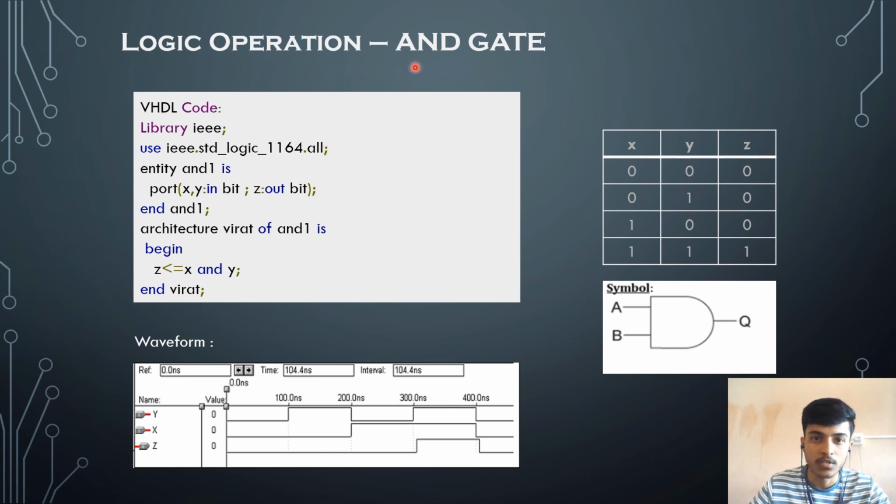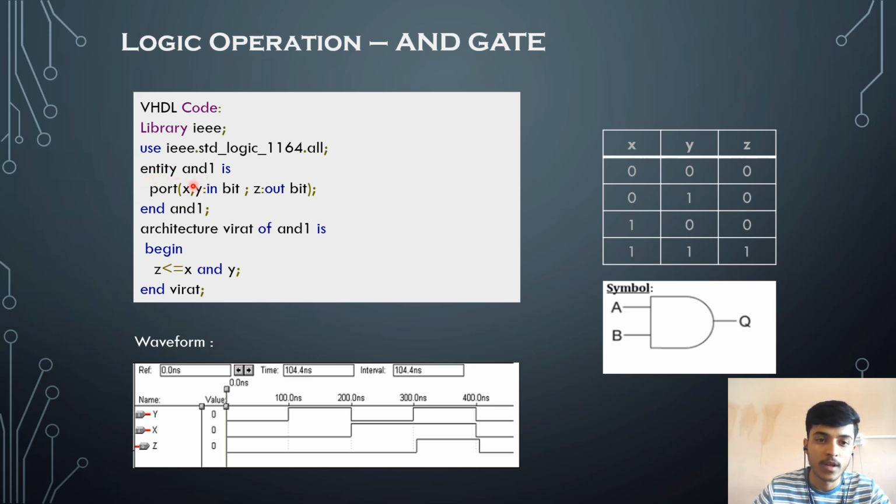I have a logic operation, that is the basic gate known as the AND gate, in VHDL code. We can see that library IEEE is called. This IEEE library contains all the modules which are required for the execution of the code, whether behavior or structure. So using IEEE, I am using the logic dot all, which means whichever keywords I use, I want to implement all those modules through this IEEE library.